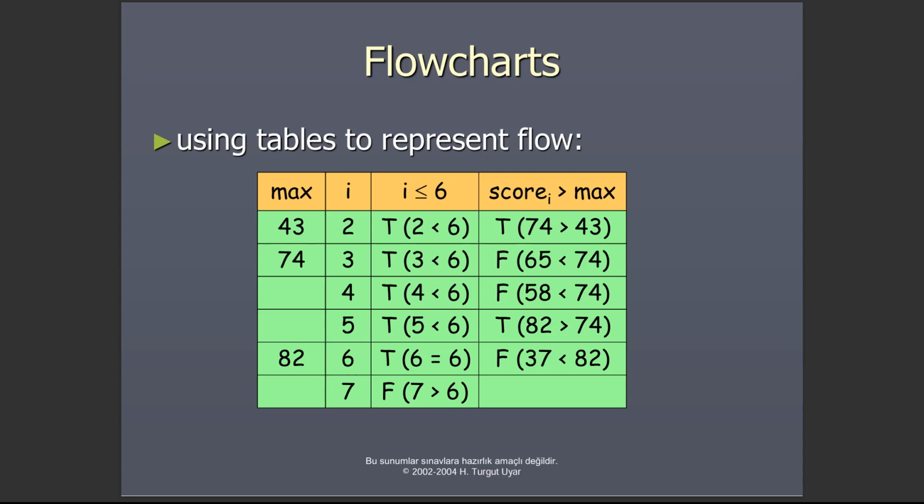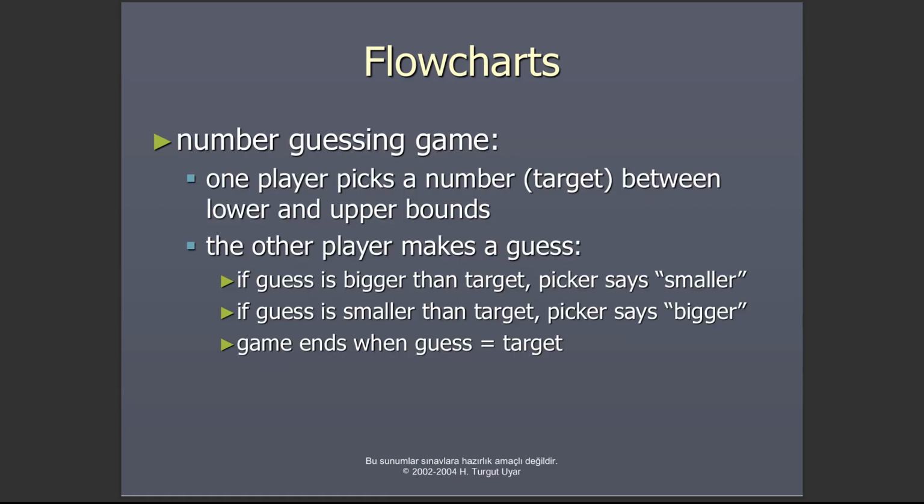For example, when i is 2, we compare 74 with 43, and since 74 is bigger, it becomes our new maximum. When i becomes 7, we stop because we have checked all 6. This table helps us track every change in our program.